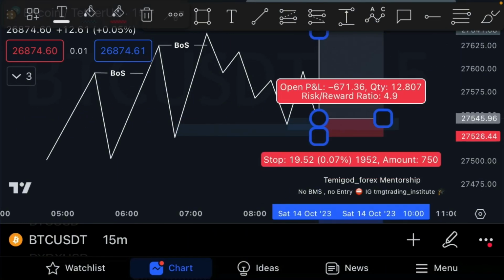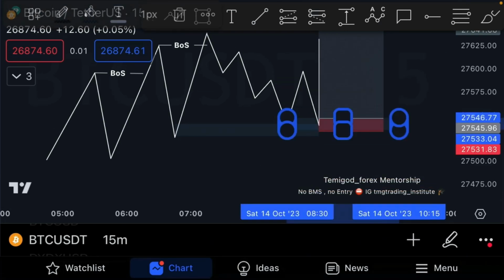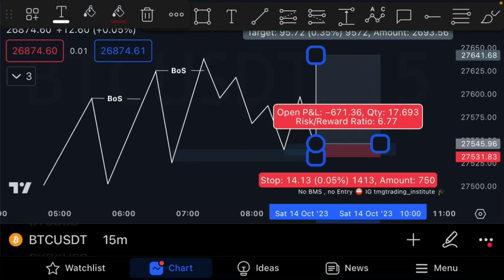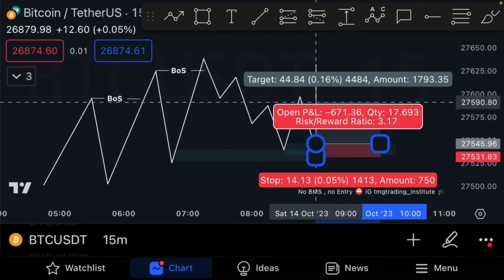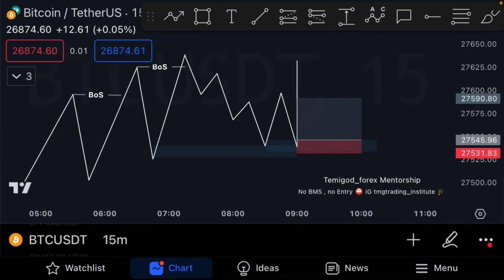And so this is what I'm trying to explain. Make sure your stop loss is at this swing low level, and you can target just 3:1, and this is okay for you. This is fine for you. So this is basically what I'm trying to explain.